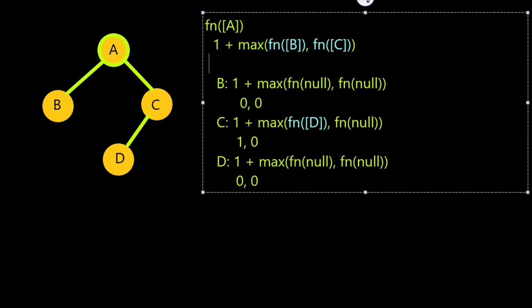So here now, we have 1 and 2. And we know that because B returns 1, because its children are null, it's a leaf. So that returns 0. Max of 0 and 0 is 0. 1 plus 0 is 1. So fn of b, it's going to return 1. And fn of c, as we discussed, returns 2. And so the max of 1 and 2 is 2. And 1 plus 2 is 3. So the fn of a is actually just going to return 3.